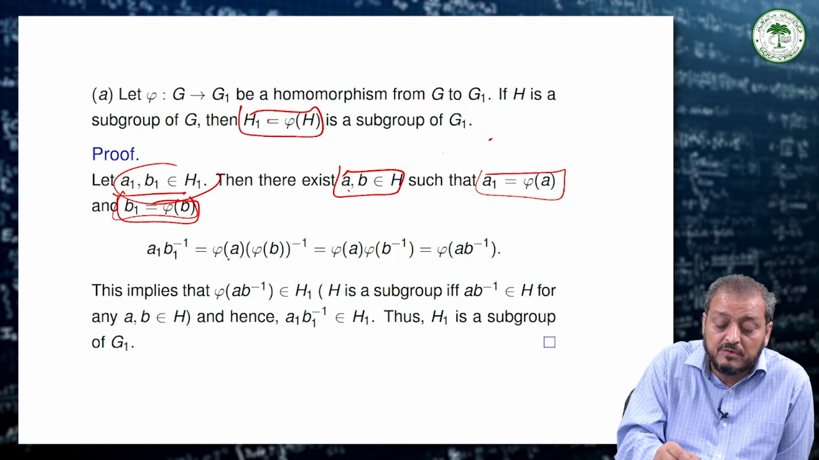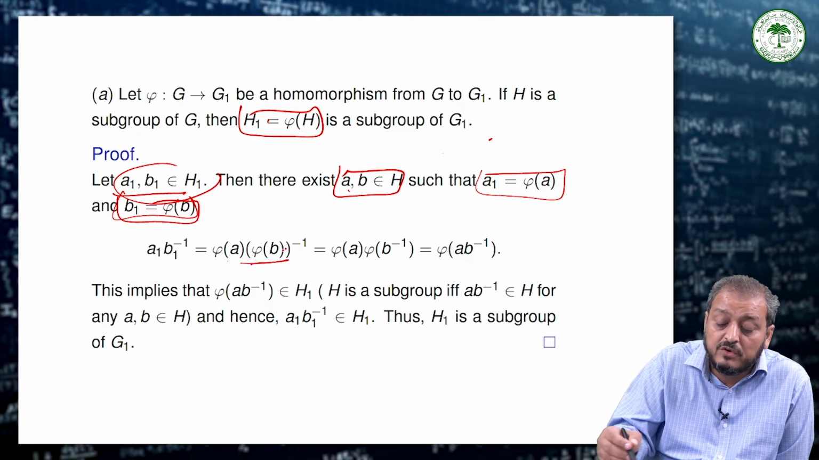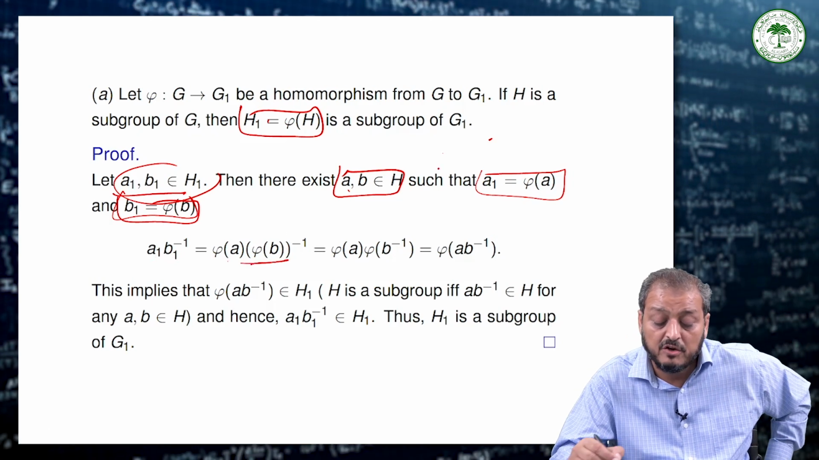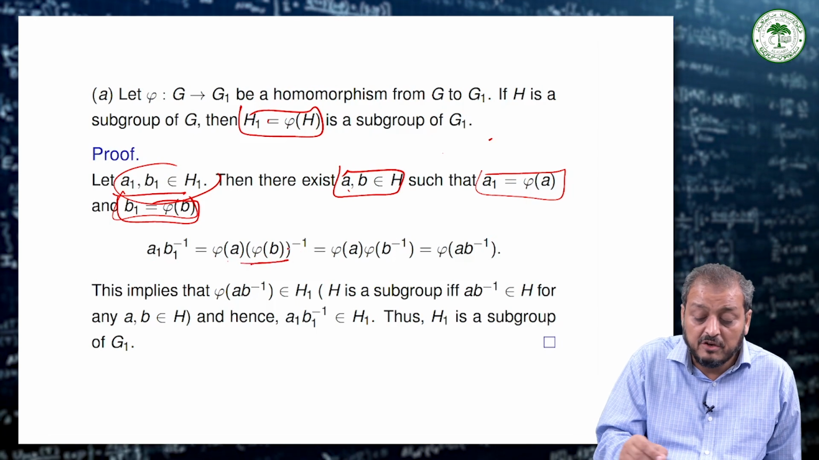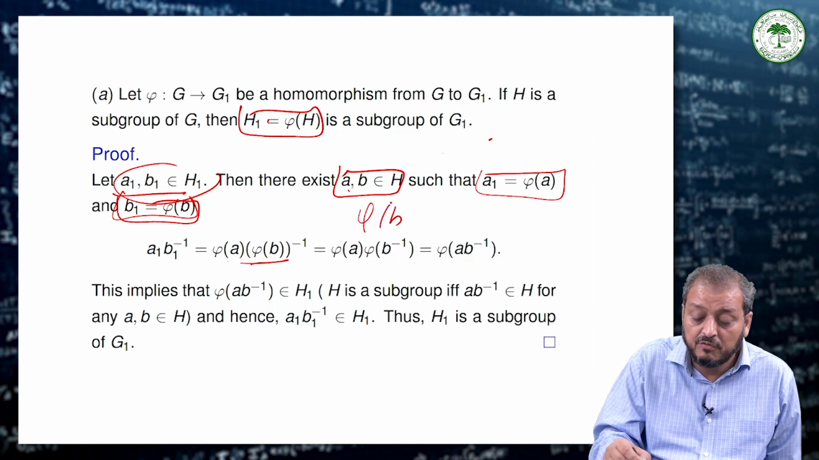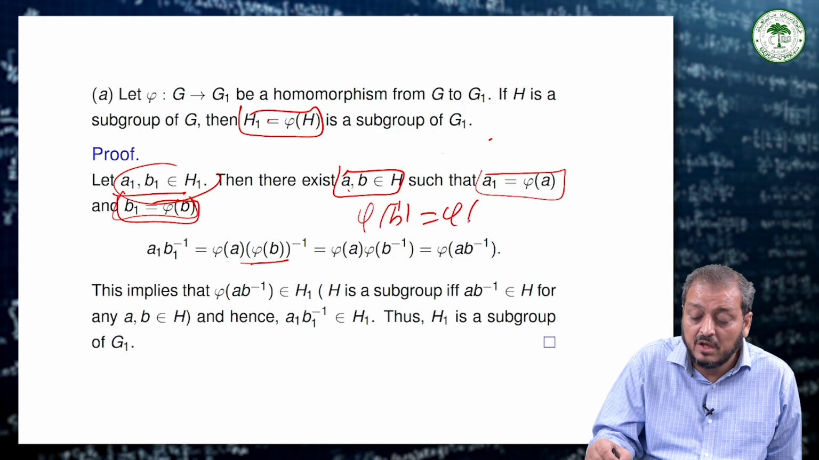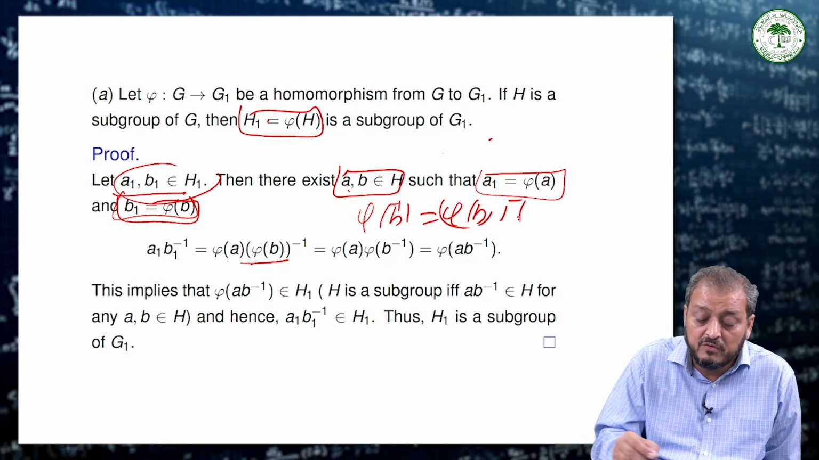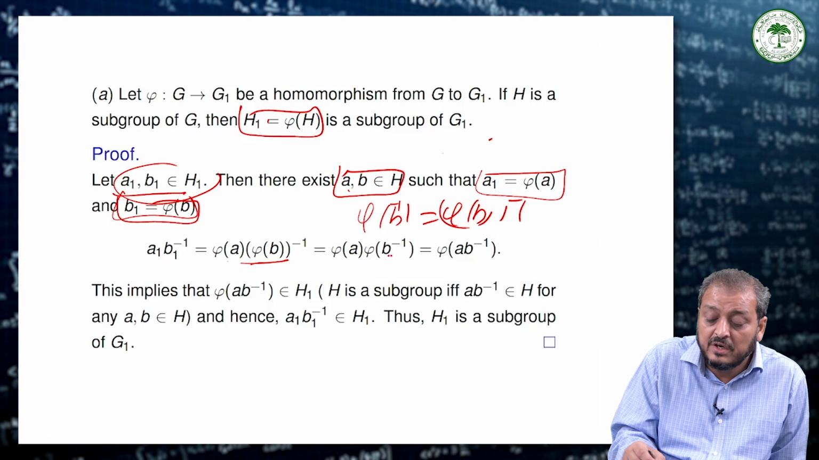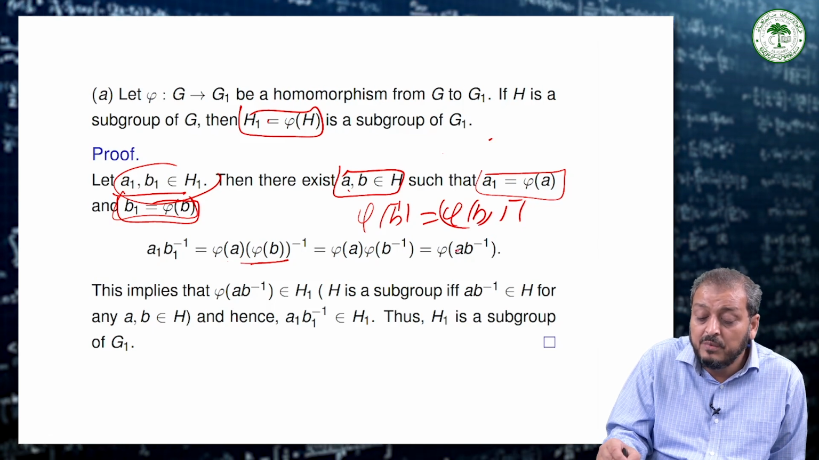A1 B1 inverse can be phi of A, phi of B inverse. Now we know the property that phi of B inverse can be written as phi of B, whole inverse. So phi of B inverse can be written in this form, and now phi of AB inverse.